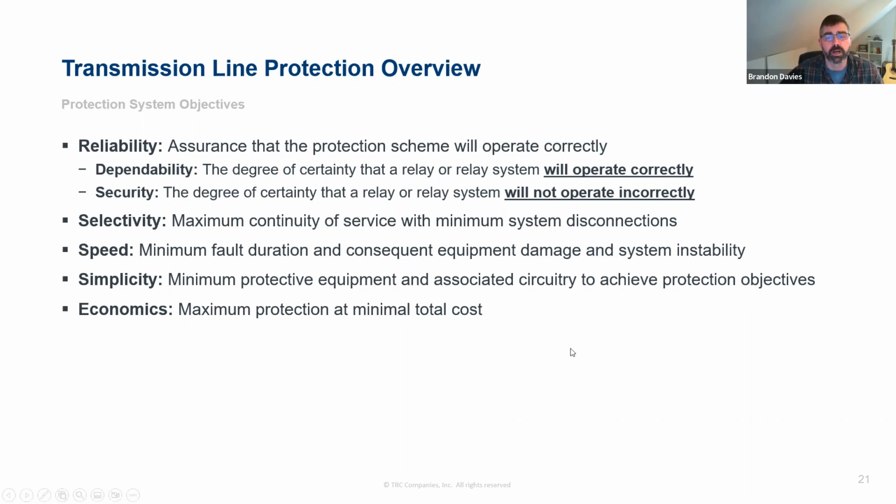So all these factors are things that we're going to want to think about as we're going through and selecting any protection scheme. I'm going to try to frame a lot of the stuff we talk about in the protection discussions with these terms. So I want to make sure we went over those in some good detail. I guess any questions on these protection system objectives before we move on?